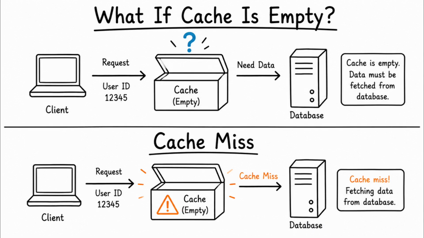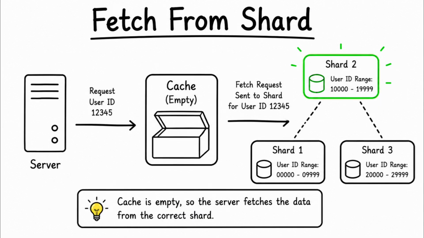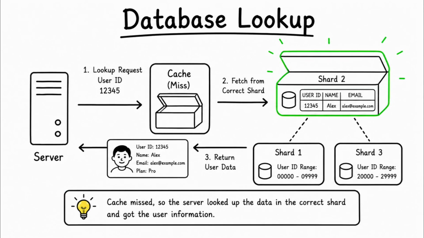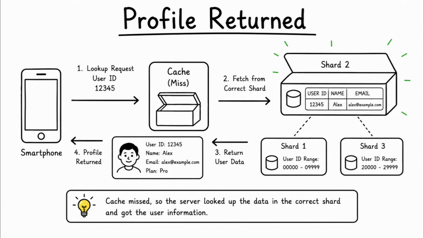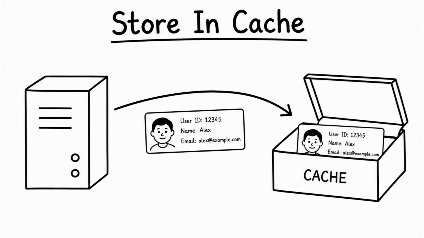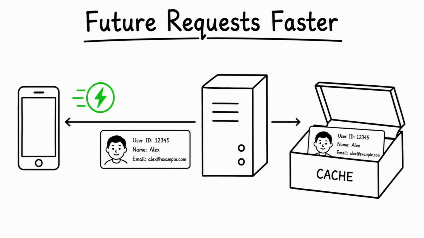Step 6. Cache miss. But what if the data is not inside cache? This is called a cache miss. Now the backend must fetch data from the database shard. The shard receives the query, looks up the user record, returns the profile information. The backend sends that information back to the user. But before finishing, the system usually stores a copy inside cache. So next time someone requests the same profile, the response becomes much faster. This means the first request may be slower, but future requests become significantly faster.